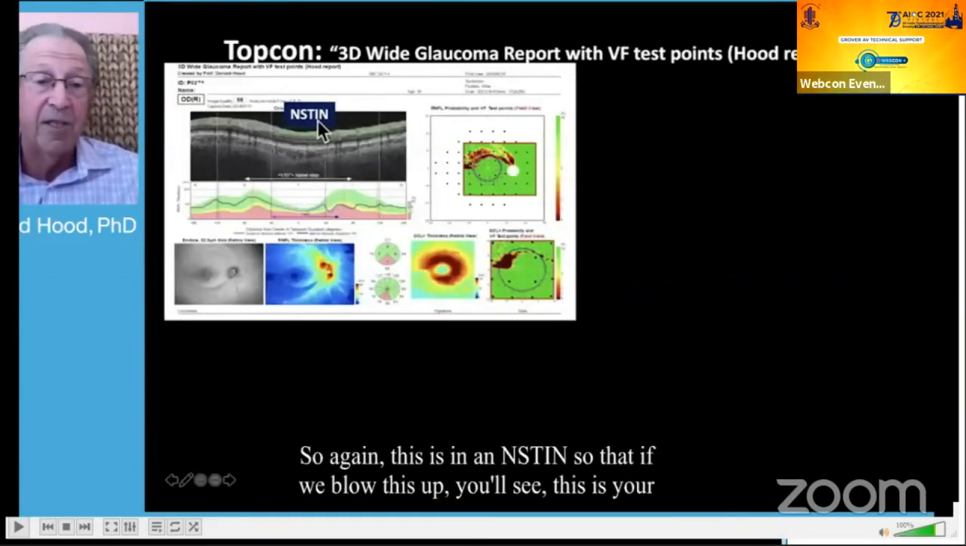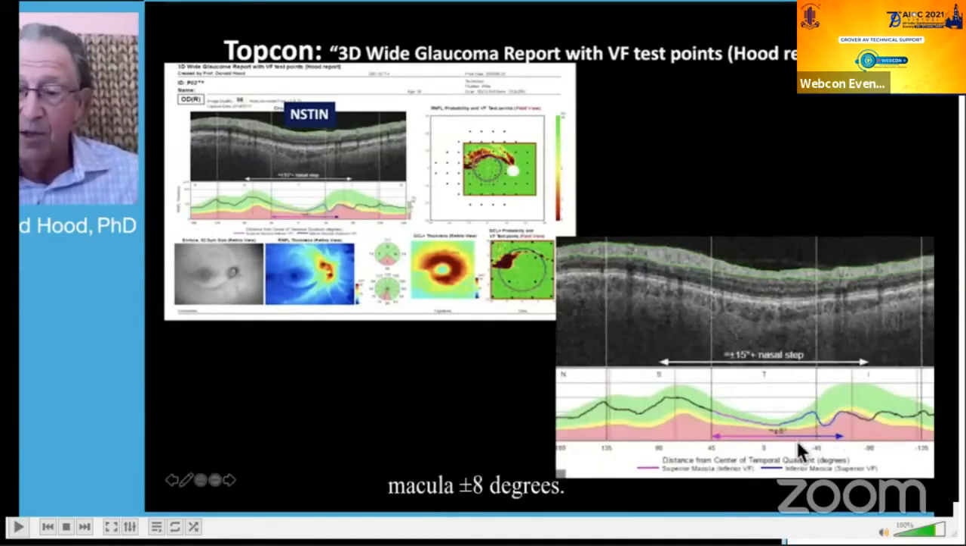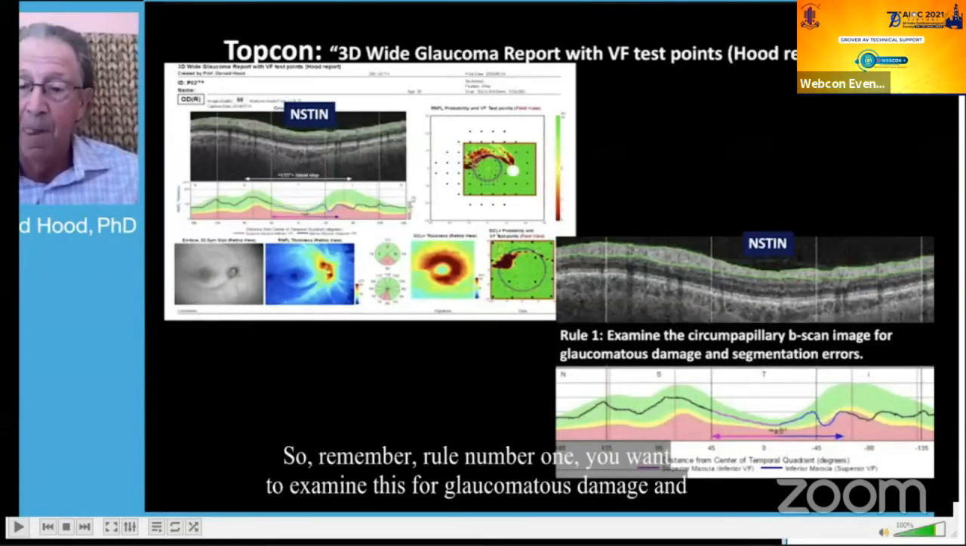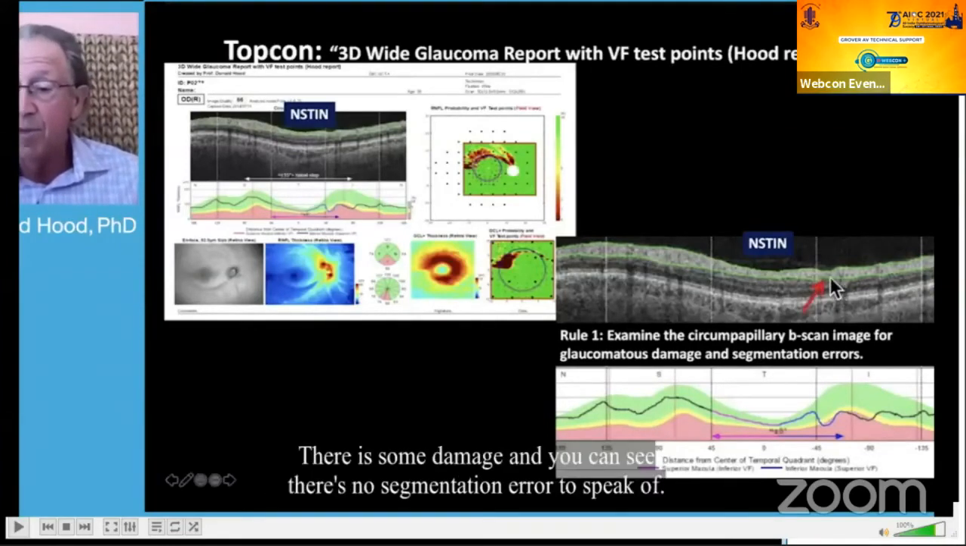Okay, so again, this is in N-stin, so that if we blow this up, you'll see this is your macula plus or minus 8 degrees. This is your temporal half, which is plus or minus 15 degrees plus the nasal step, N-stin. So remember, rule number 1, you want to examine this for glaucomatous damage and segmentation errors. There's some damage, and you can see there's no segmentation error to speak of.